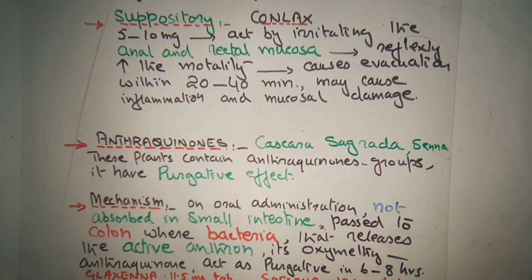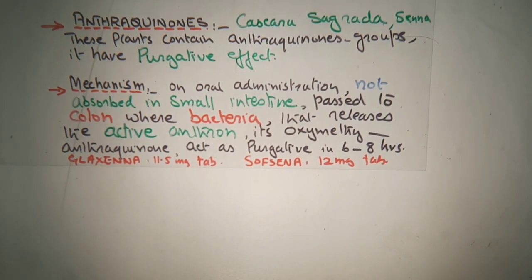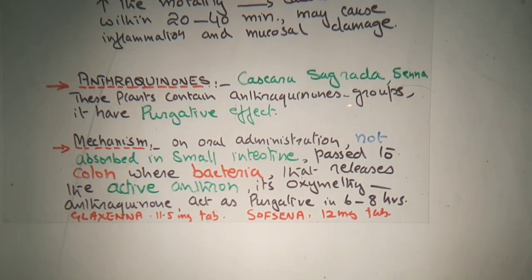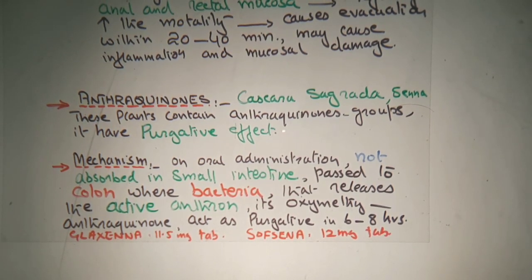Now next are the anthraquinones. Anthraquinones are found in senna. These plants contain anthraquinone groups. The anthraquinone group is the group which is present in a chemical compound. This anthraquinone group has the property to irritate the gut. So that's why anthraquinone is given to the patient. They have purgative effects.